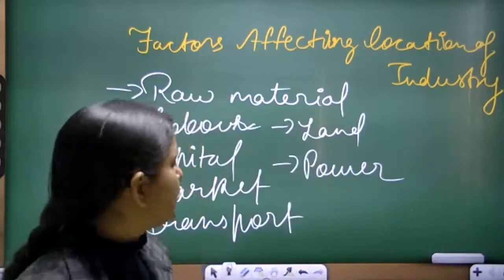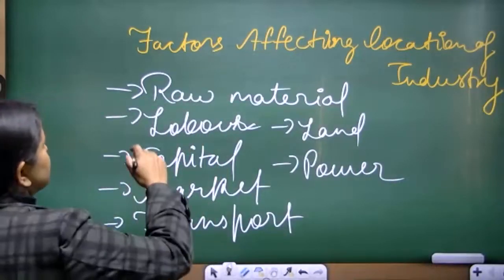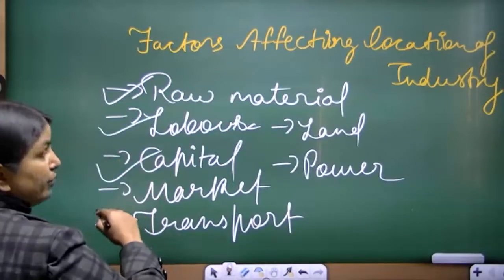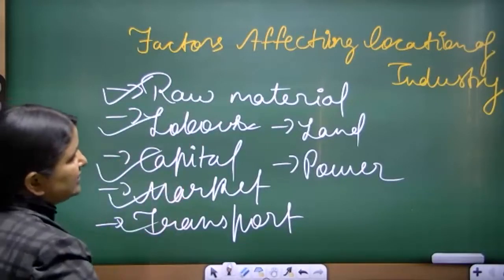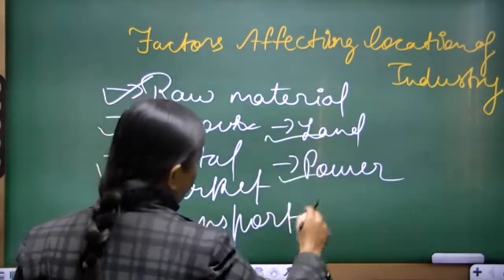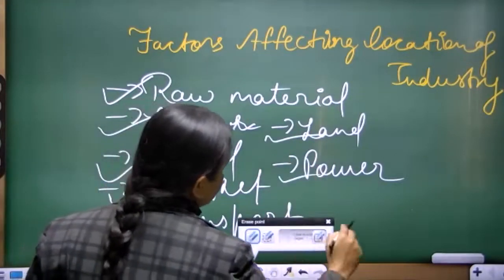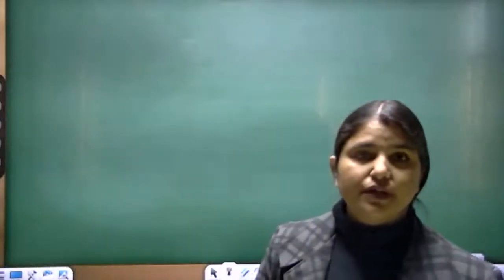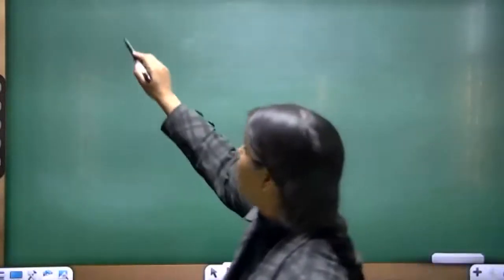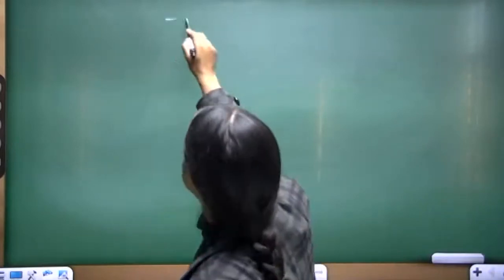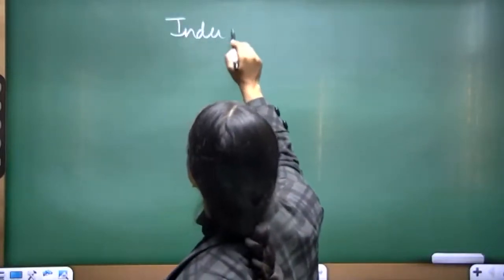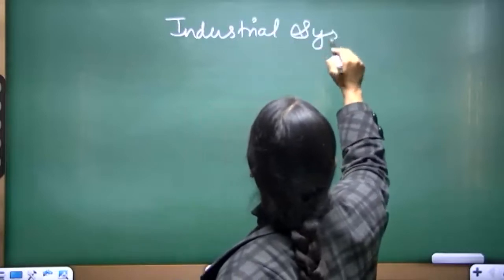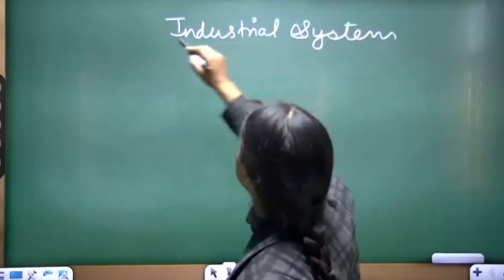So the factors which affect the location of the industry are raw material, labor, capital, money, market, transport, land and power. Okay, so I hope it is clear to you all. Now we will come to our next topic, and that is the industrial system. What is the industrial system, that we will see.